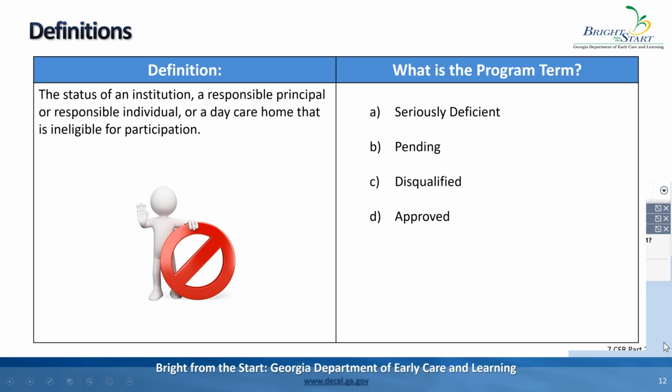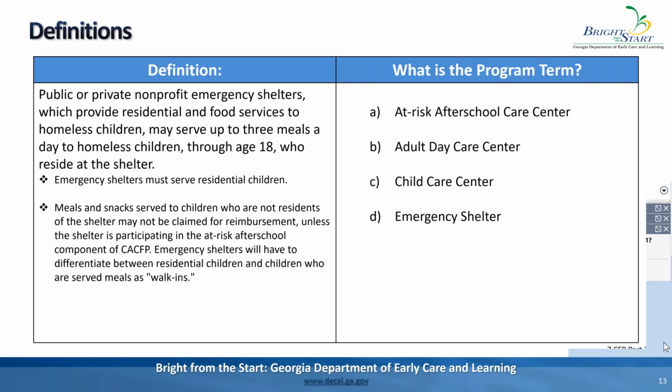The next one is a public or private nonprofit emergency shelter which provides residential and food services to homeless children, and may serve up to 3 meals a day to homeless children through age 18 who reside at the shelter. Meals and snacks served to children who are not residents of the shelter may not be claimed for reimbursement unless the shelter is participating in the at-risk after-school component of CACFP. Emergency shelters will have to differentiate between residential children and children who are served meals as walk-ins. Is it A, at-risk after-school care center, B, adult daycare center, C, child care center, or D, emergency shelter?